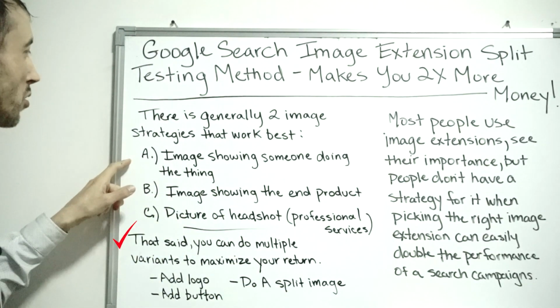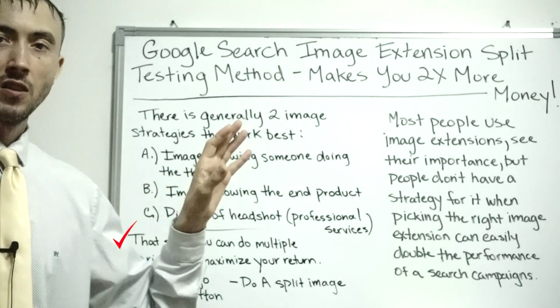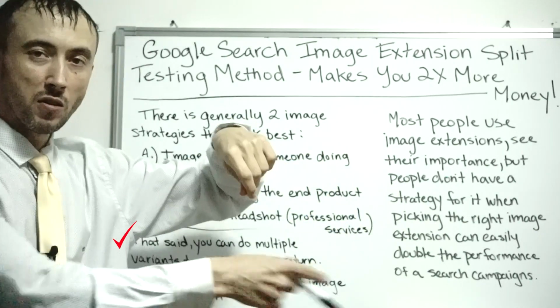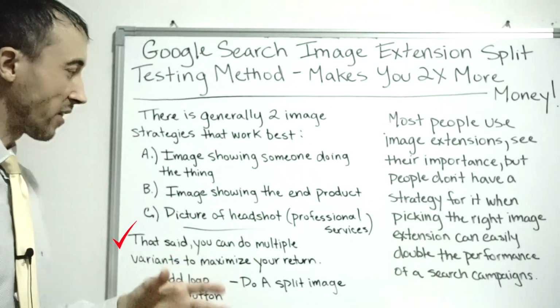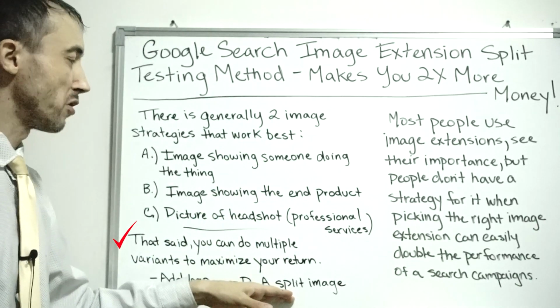And this also, by the way, applies to the service companies as well, such as that feather duster that we were showing, with the logo underneath. That's a way to increase click-through rates. Another option you have is to do a split image.